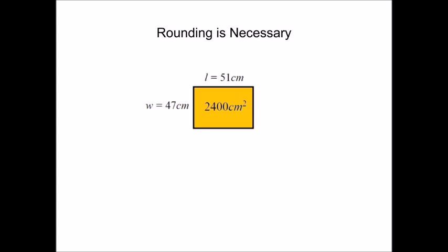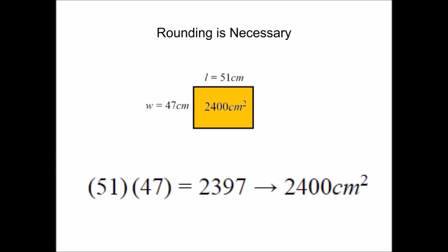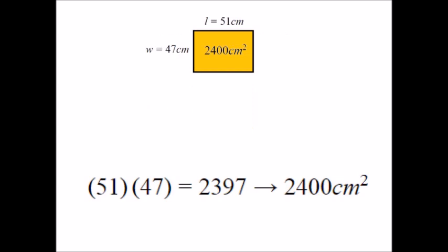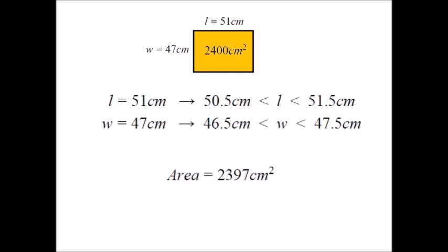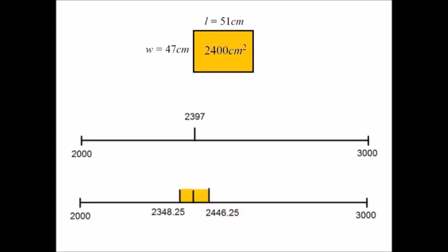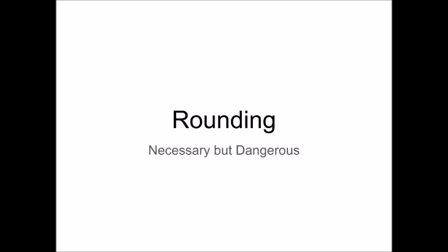But wait, that's not what the calculator said. But that length you measured, it had uncertainty, and so did the width. The area value is really a range of possible values. Even if you are confident in your width and your length values to the nearest centimeter, that does not mean you can be confident in the area to the nearest centimeter squared. Rounding is necessary, but it's also dangerous.